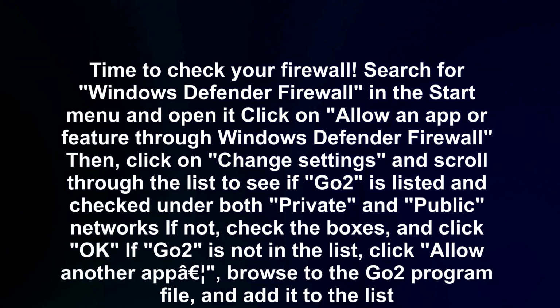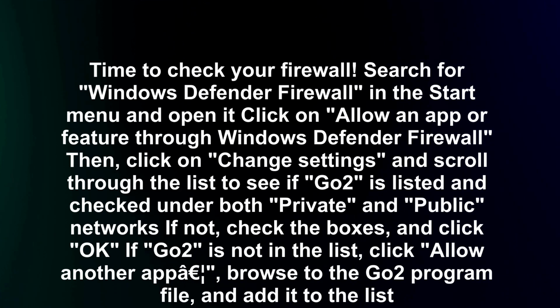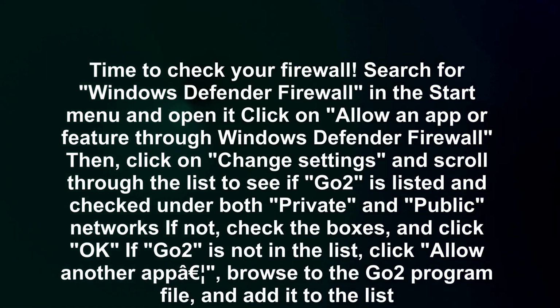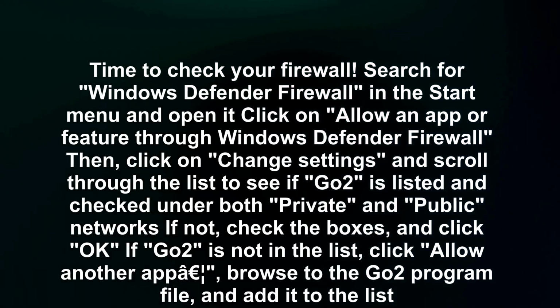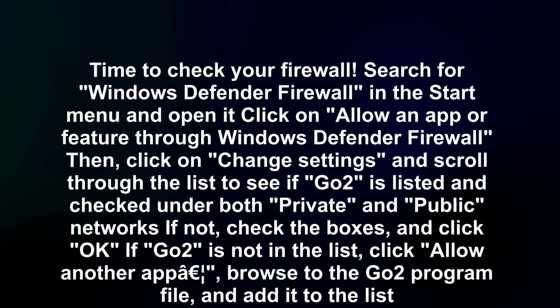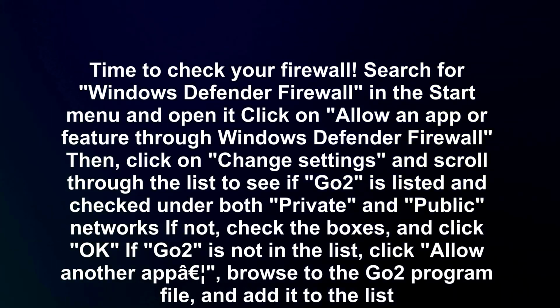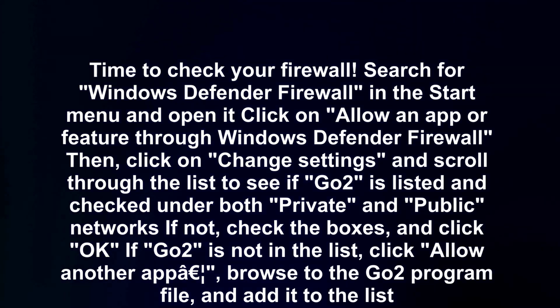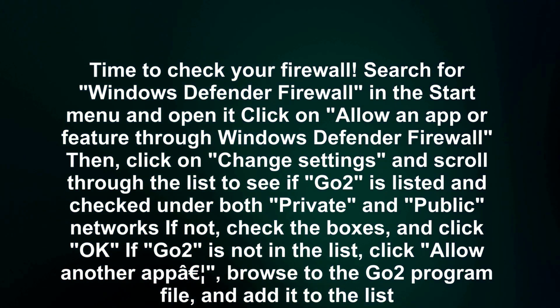Time to check your firewall. Search for Windows Defender Firewall in the Start menu and open it. Click on Allow an app or feature through Windows Defender Firewall. Then, click on Change Settings and scroll through the list to see if Go2 is listed and checked under both private and public networks. If not, check the boxes and click OK.